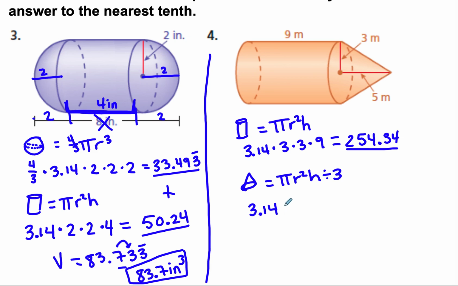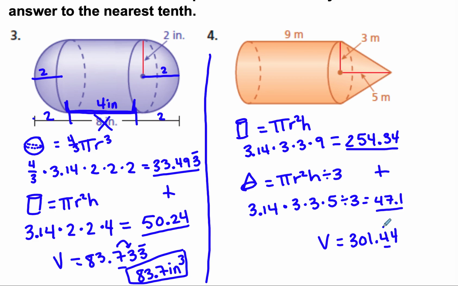Okay, now I'm going to do my cone. 3.14 times my radius squared. It's still 3. Times 3 times 3 times my height, which is 5. Divided by 3. All right, so 3.14 times 3 times 3 times 5 divided by 3 gives us 47 and 1/10. I'm going to add those two parts together. I get 301 and 44 hundredths, but they asked me to do nearest tenths, so 4 is in the tenths place. The 4 behind it tells me that it's going to stay the same. 301 and 4/10 meters cubed.